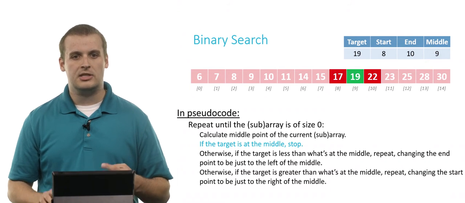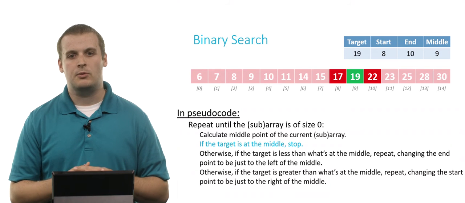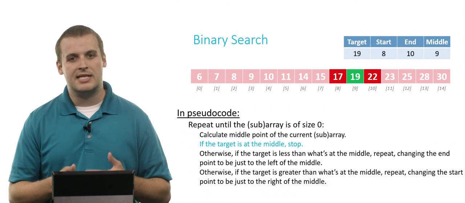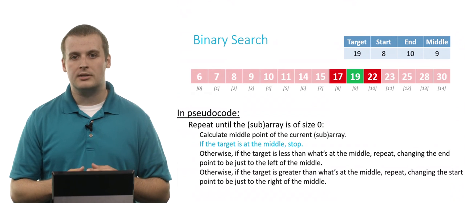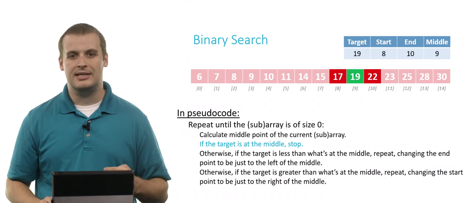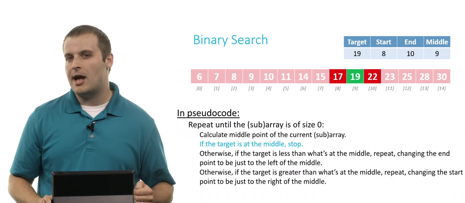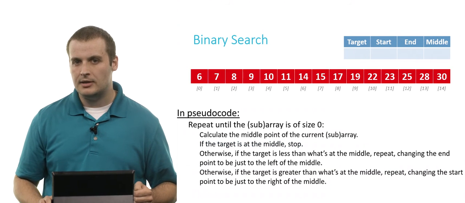And in this case, look, the target is at the middle. We found exactly what we were looking for. We can stop. We've successfully completed a binary search. All right, so we know this algorithm works if the target is somewhere inside of the array. Does this algorithm work if the target is not in the array?